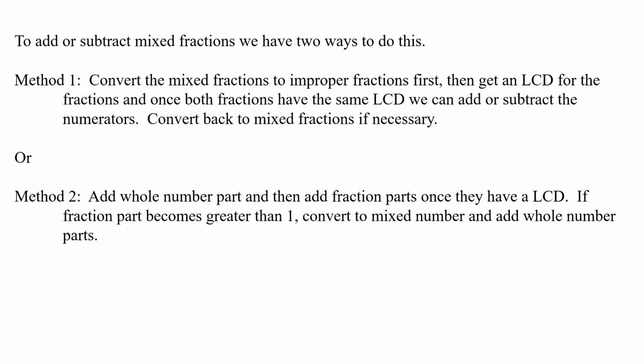And then if we have a fraction that's still an improper fraction, we have to convert it back to a mixed fraction. Or, method two, we can add the whole number part and get a number. We can add the fraction part if they have a common denominator. If not, we have to get the common denominator. And then after that, if the fraction part is greater than 1, we have to convert that to a mixed number, make the fraction part, and add whatever part is left over as the whole number to the other whole number part, and we can get our overall final answer.